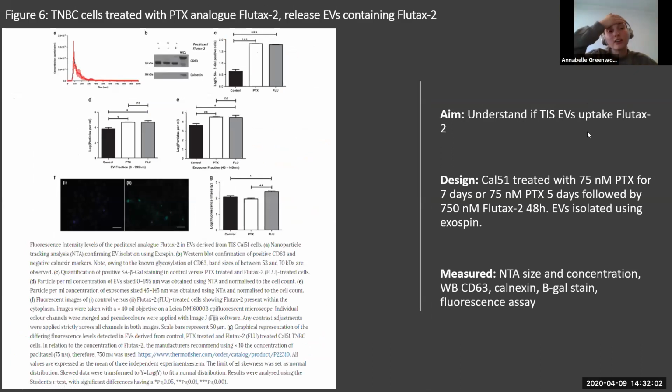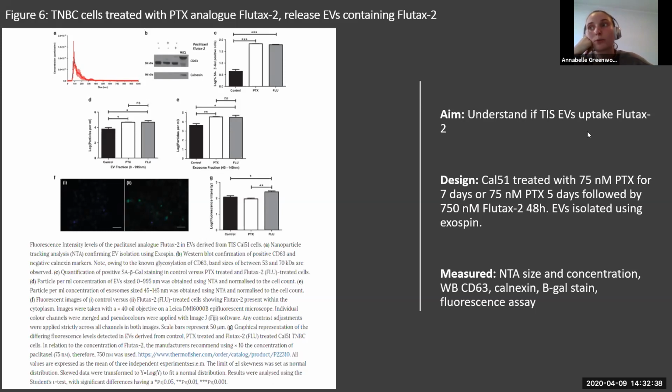So triple negative breast cancer cells treated with PTX analog FluTax release EVs containing FluTax2. The aim here was obviously to understand if the TIS EVs uptake FluTax2. So this gives us an idea of whether the cells may export the chemotherapy. So what they do here is they again treat the Cal51 cells with 75 nanomolars of PTX for 7 days.